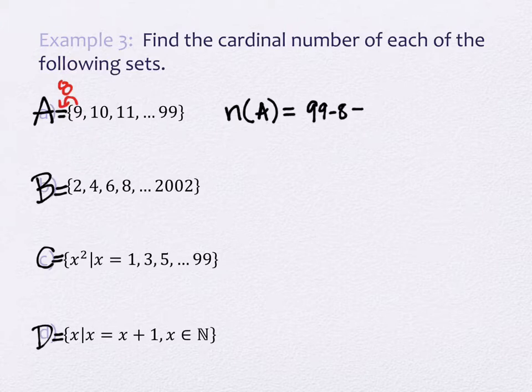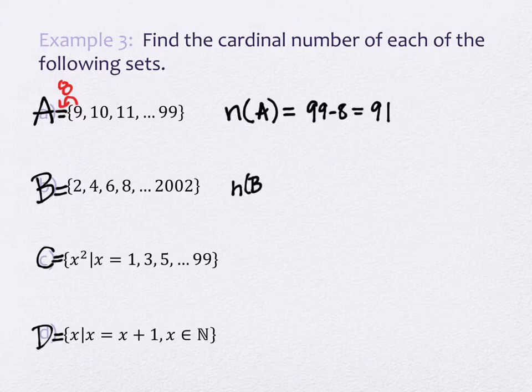Right. So we've done this before, right? That argument where we look at the number before, we say how many are we leaving out? Well, I'm leaving out 8 and everything before it, so 8 is the number I've got to subtract off. 99 minus 8, there are 91 elements, so this has a cardinality of 91.